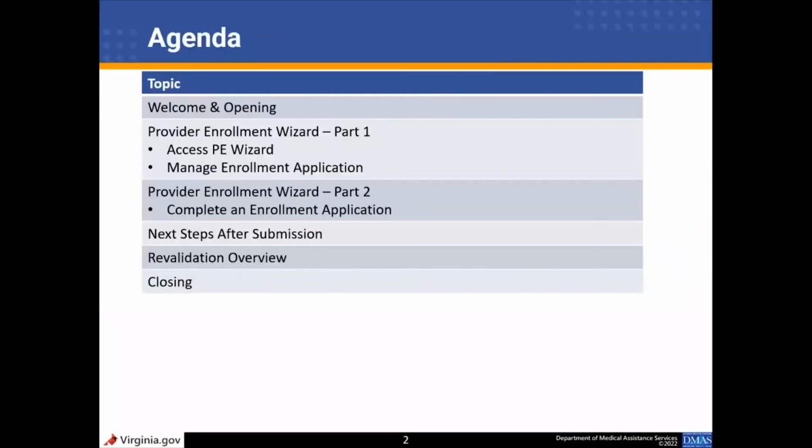So our agenda today, we will go over a brief welcome and opening. We will then jump into Provider Enrollment Wizard Part 1, accessing the PE Wizard and managing enrollment applications. Then we'll jump into Part 2 of our session, Provider Enrollment Wizard. We'll complete an enrollment application. Then we'll go over the next steps after submission. We'll do a revalidation overview, and then we will wrap everything up.